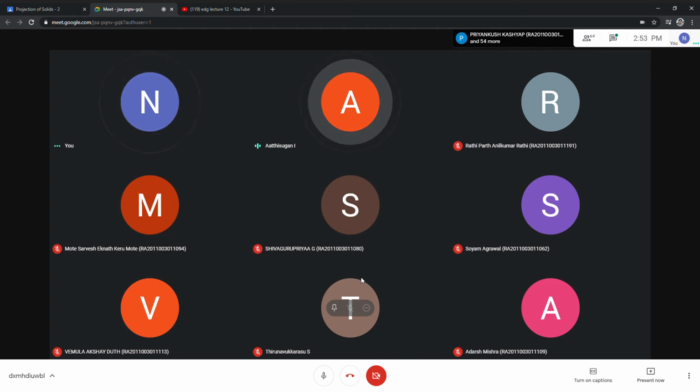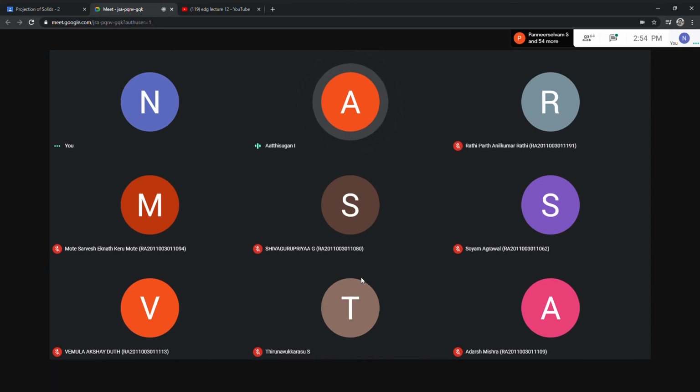Here also you can get the help from F1. If you press the F1 key, you can get the help shortcut keys for various commands.